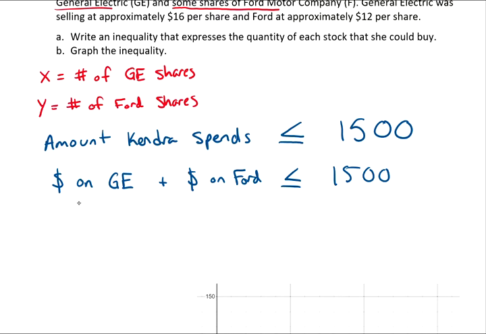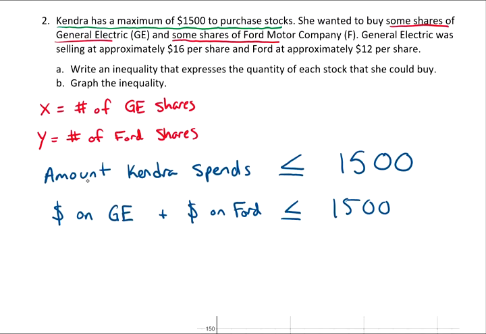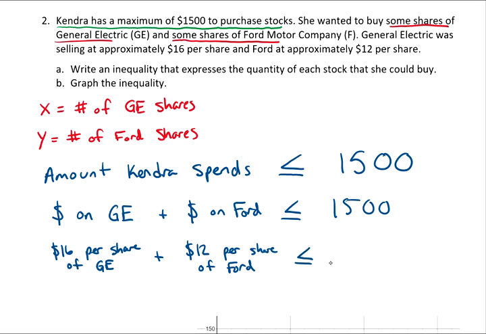Okay, so the money spent on GE. How much does she spend on GE? You're told in the problem, General Electric was $16 per share of GE, plus $12 per share of Ford. That has to be less than or equal to 1,500. Well, how many shares of GE?